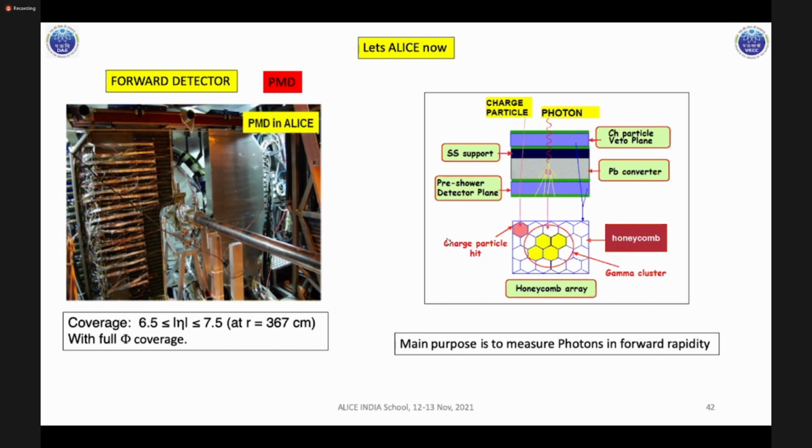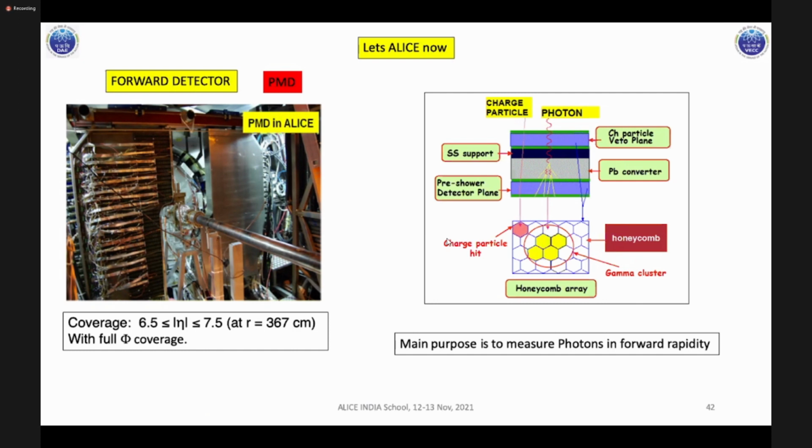And what was its eta range? I have made some mistake. This eta range should be at 3.5 to 7. No, this eta range I have made a serious mistake. This is about 2.5 to say 4.5. Please, ignore this. 6.5 to 7.5 is a wrong one.